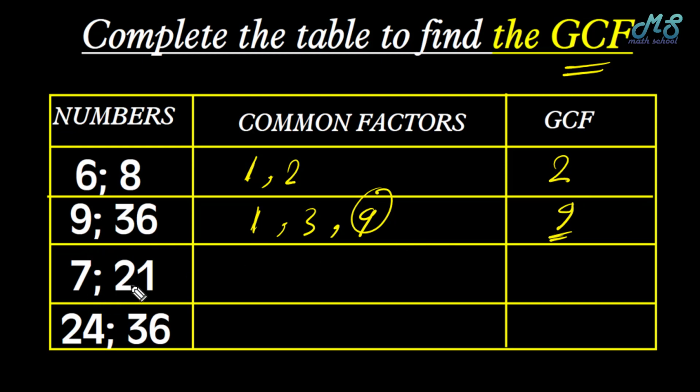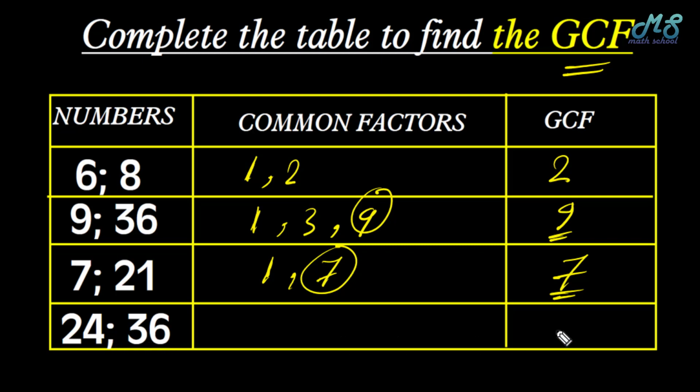Next, apply the same. 7 and 21. You can write the common factors: 1 and 7. Now the greatest common factor is 7. But you can say that 21 divided by 7 equals 3. Now we can deduce directly that the GCF equals what? Equals 7.